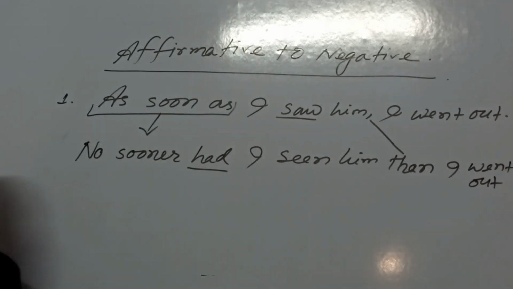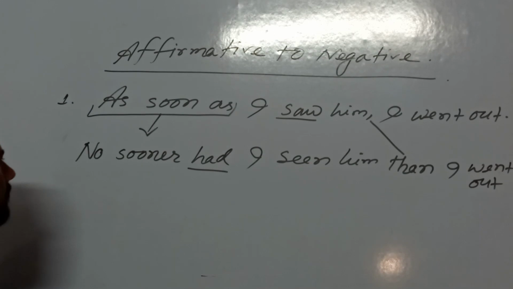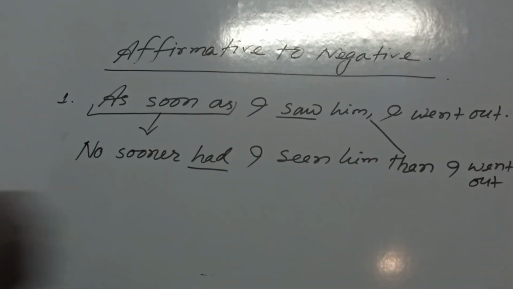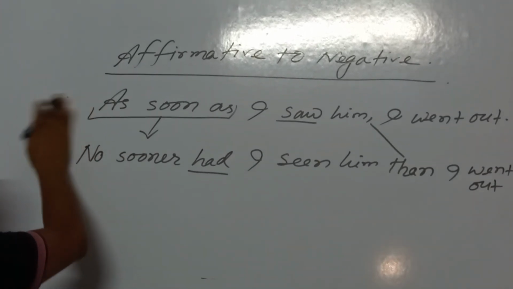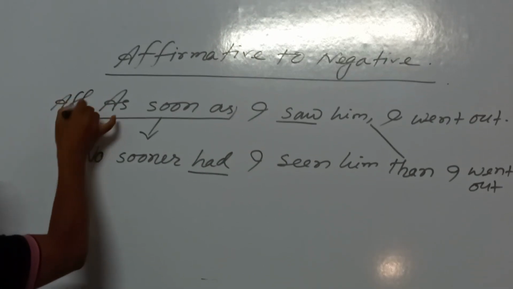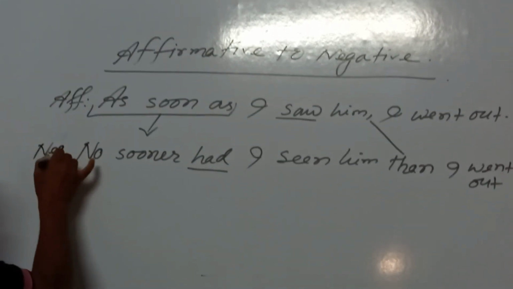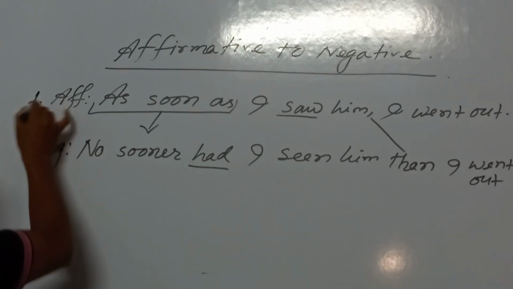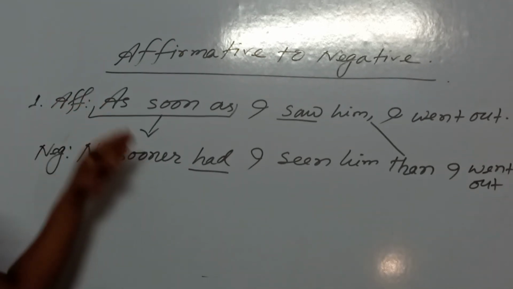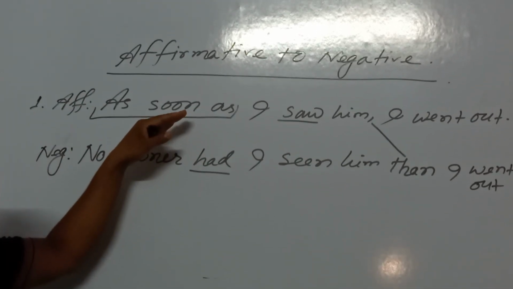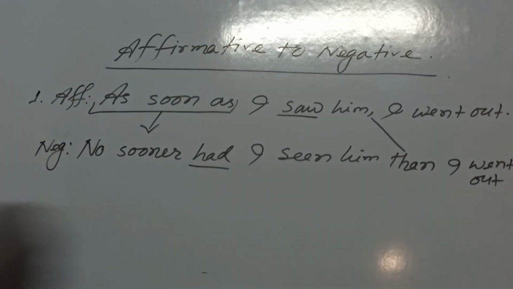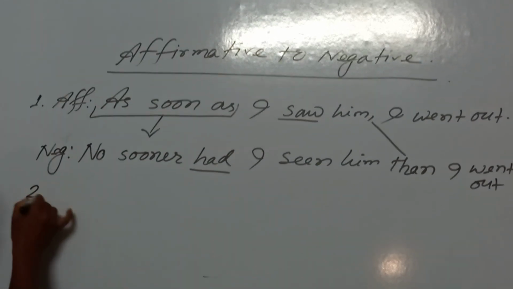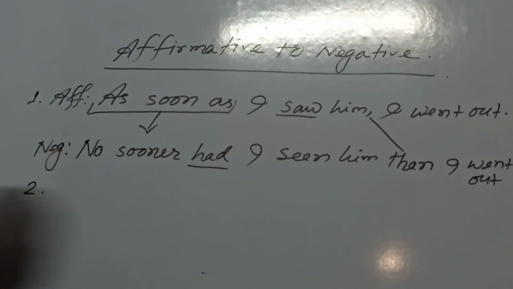So my dear learners and dear viewers, look at the sentence. This is an instance of an affirmative sentence, and I have already changed it into negative. So in this way you have to make the sentence from affirmative to negative. Now come to question number 2.